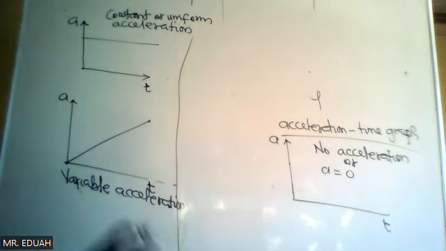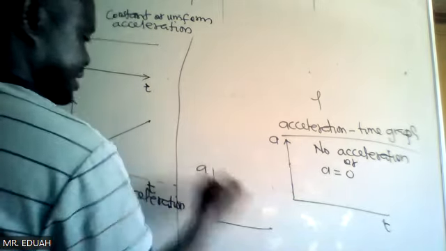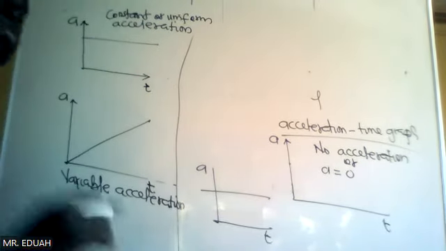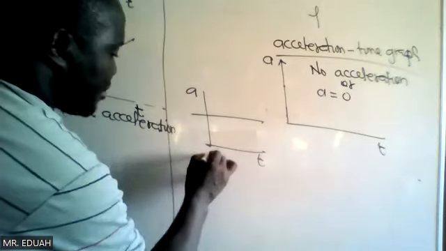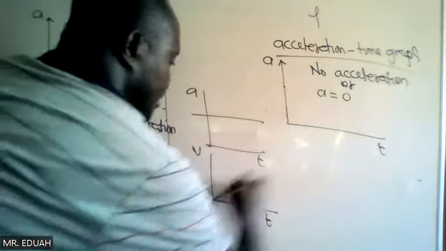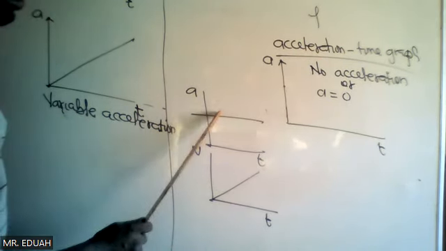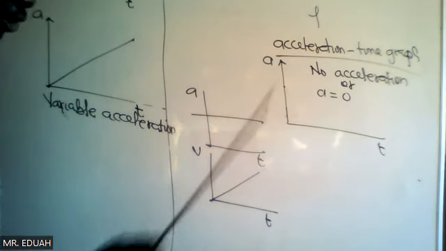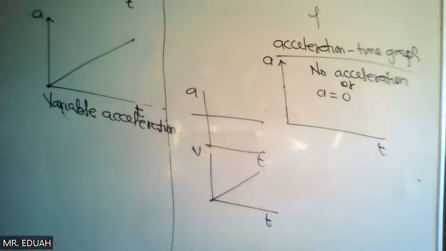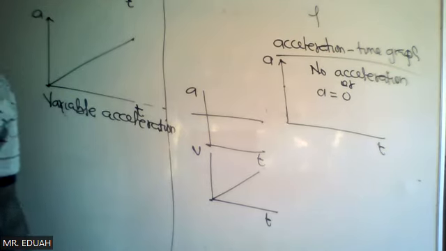So there's also a connection between an acceleration time graph like this and a velocity time graph like this. These two graphs are the same: constant or uniform acceleration, and this is also constant or uniform acceleration. Class, are you okay? Yes, please. All right.